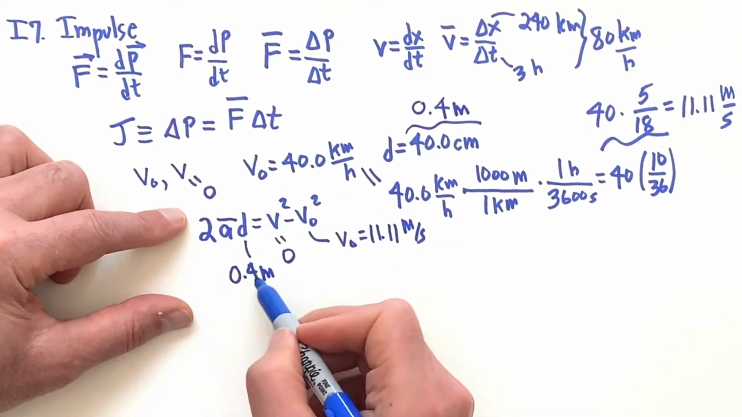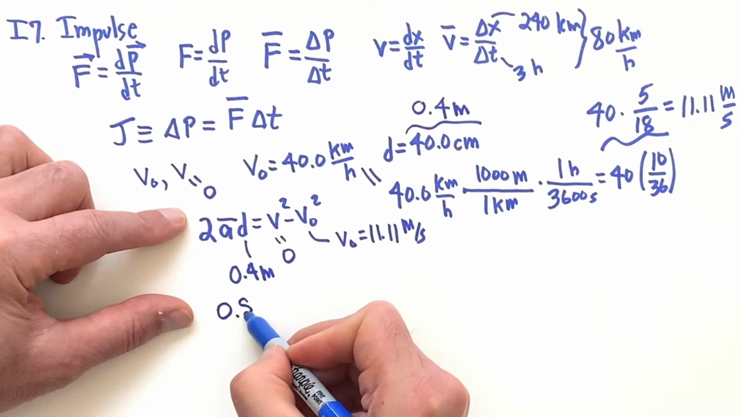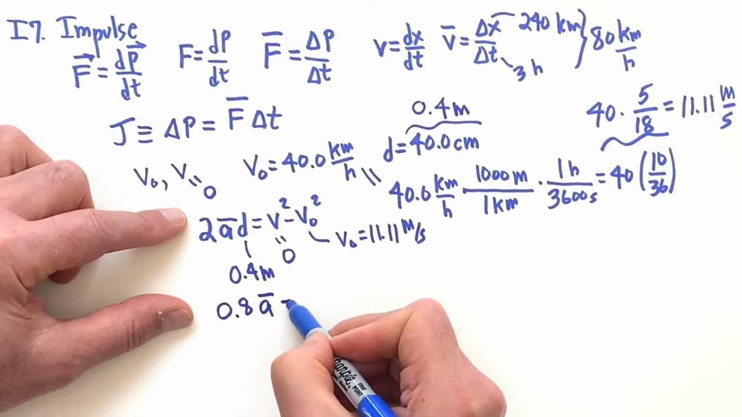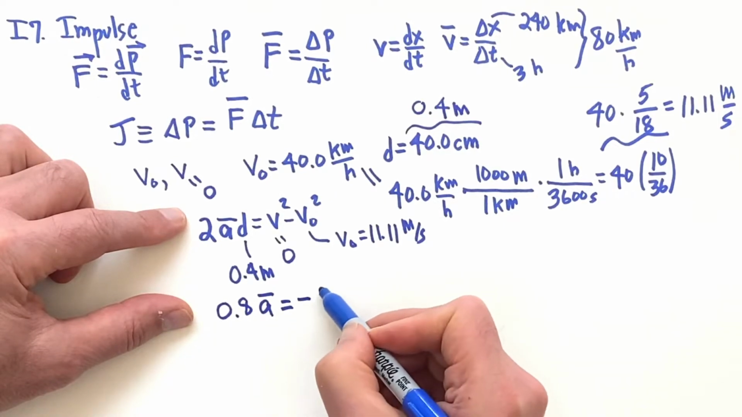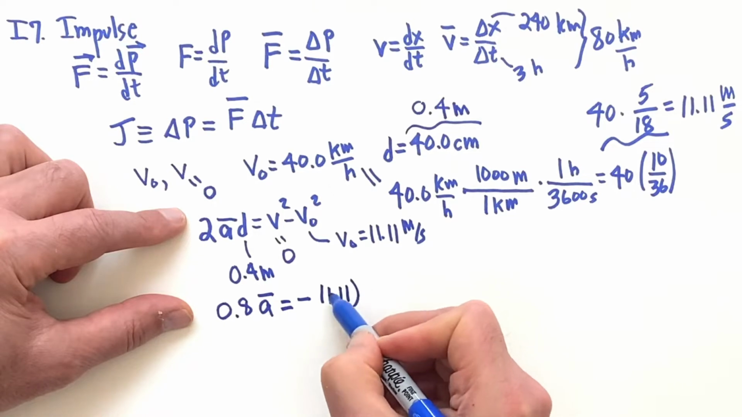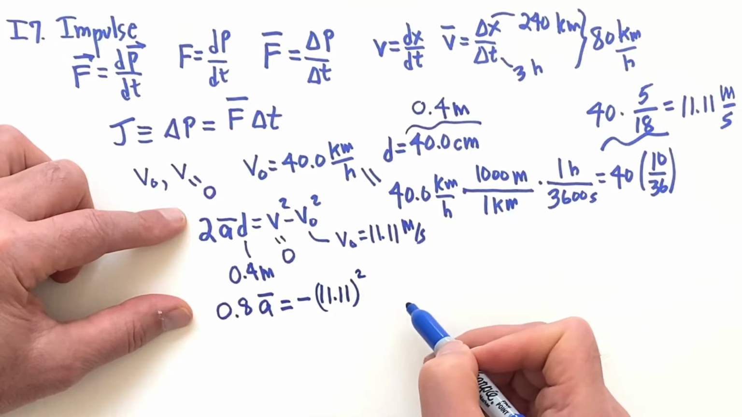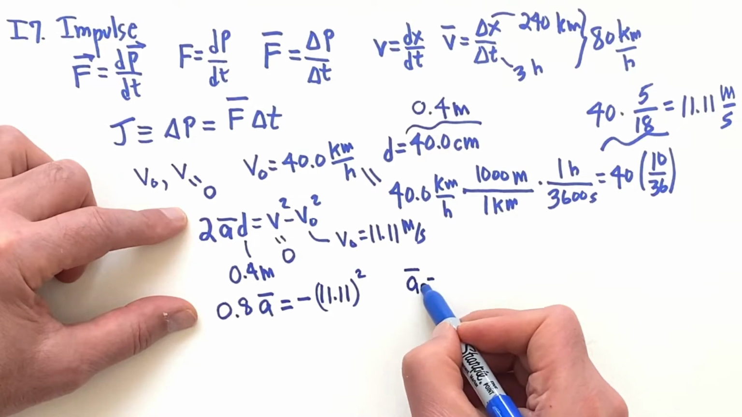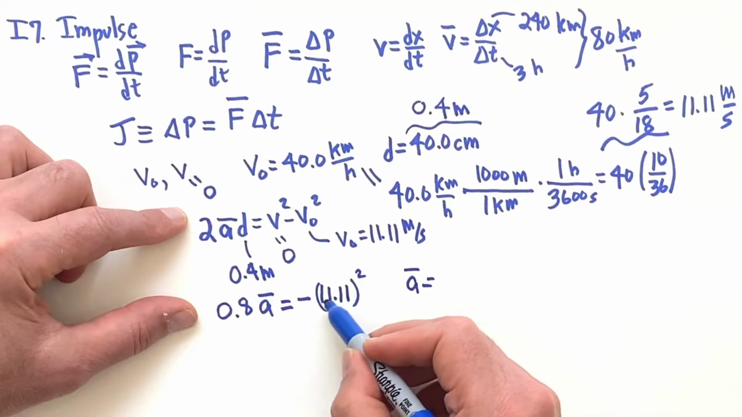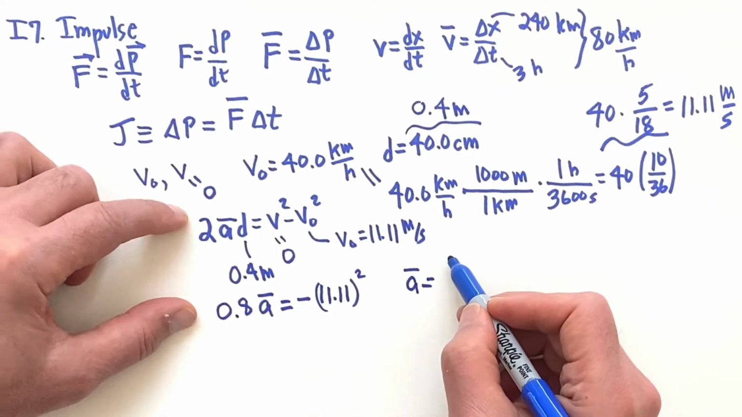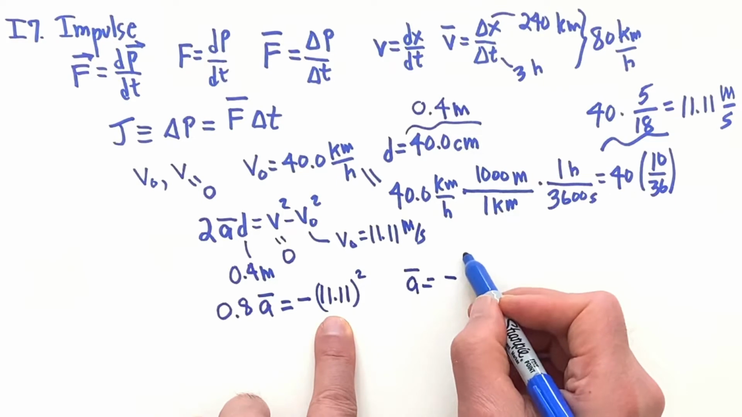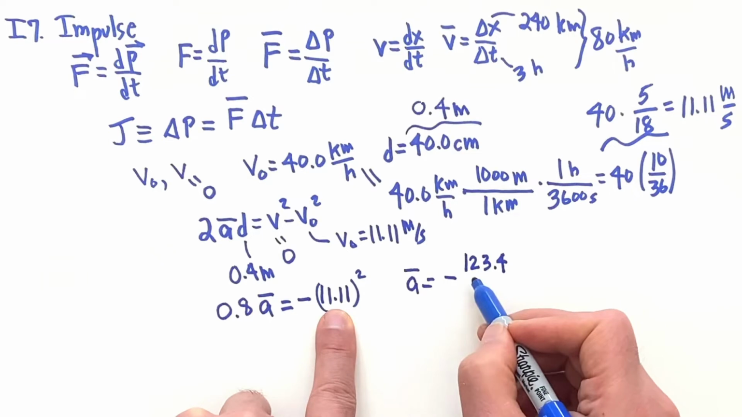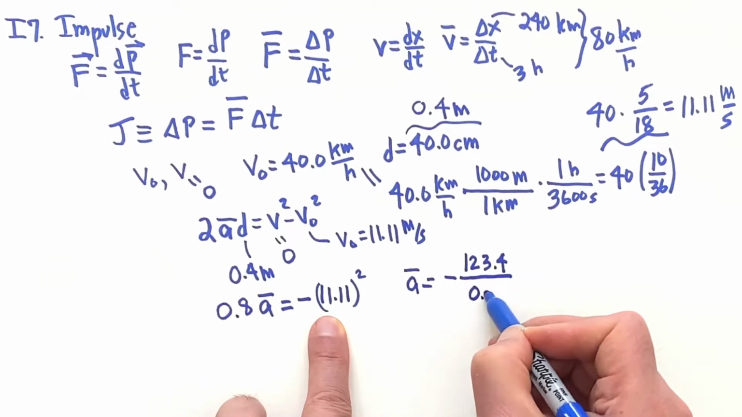So I have the equation: 2 times 0.4 is 0.8. So 0.8 times the average acceleration is going to be minus 11.11 squared. And here, the acceleration, we can write down as we multiply this out. This one up here is going to be 123.4 when you use a calculator on this thing. And then you're going to divide by 0.8.